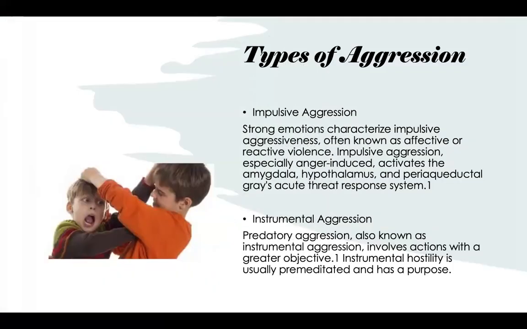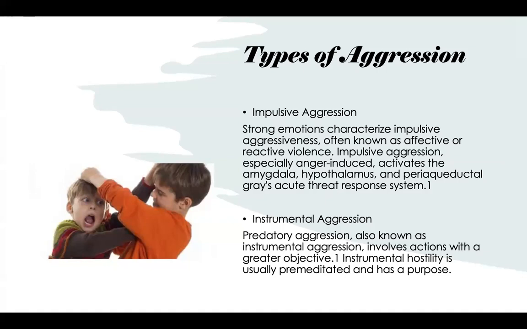Types of aggression. Basically there are two types of aggression. One is impulsive aggression and another is instrumental aggression. Impulsive aggression is characterized by strong emotion, often known as affective or reactive violence. Impulsive aggression, especially anger, activates the amygdala, hypothalamus, and periaqueductal gray, the acute threat response system.